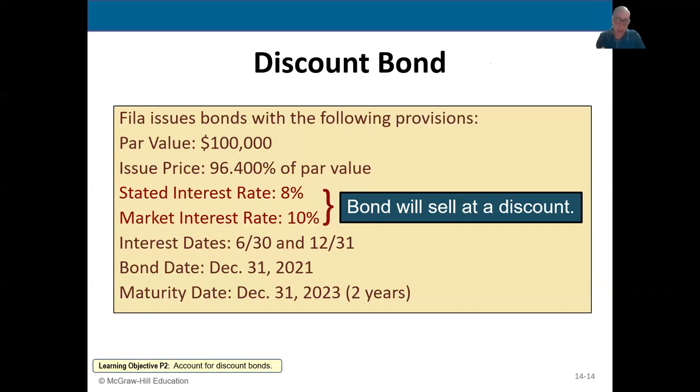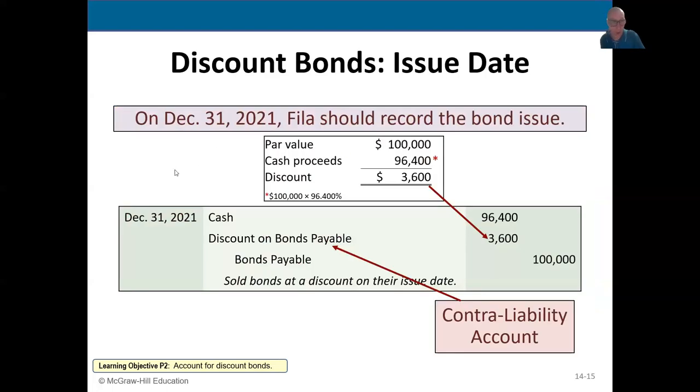Par value, 100,000. The issuance price is 96.4%, which is below 100, which means it's at a discount. The stated interest rate is 8%. The market interest rate is at 10%. When the stated rate is below the market rate, we sell the bond at a discount. The reason why this is attractive to bondholders is because they still receive the $100,000 at the maturity date. The company receives the $96,400. You see? Here's what I mean by this.